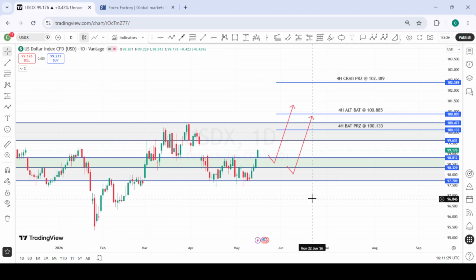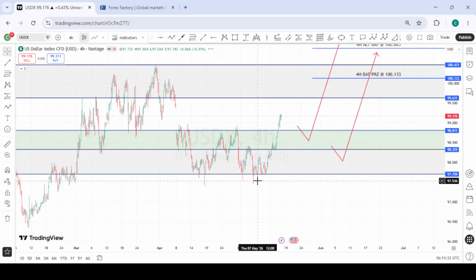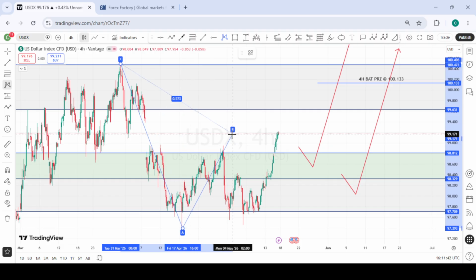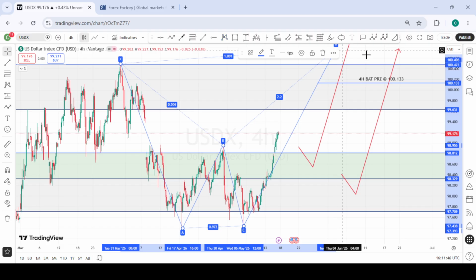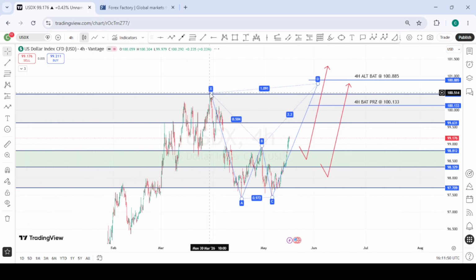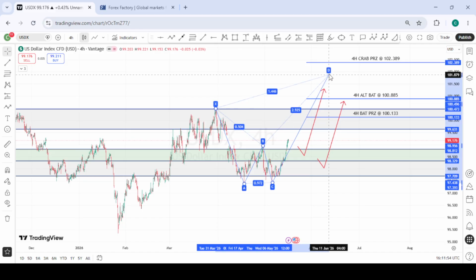If this plays out, it's going to form a possible harmonic pattern here, which is a possible bat or a crab pattern. This is the harmonic pattern that is possibly going to form. This is the X, this is the A, this is the B, the C leg, and we are looking forward to the D leg. If we are going to see DXY pump higher, then we are likely going to hit these targets we have here, the crab pattern potential reversal.